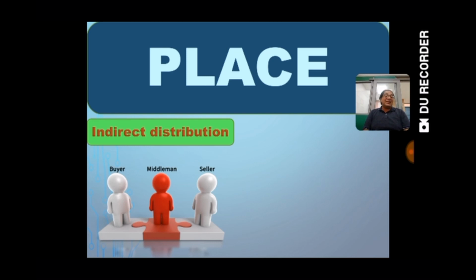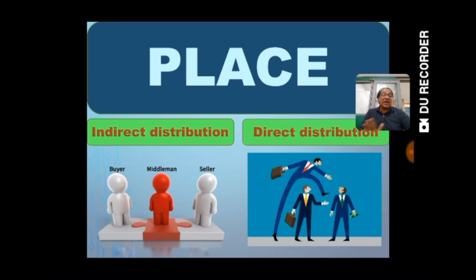The other channel is the direct distribution. It involves distributing directly from a manufacturer to the final customer. For example, Dell Computers sells directly to its target customers. The advantage of direct distribution is that it gives a manufacturer complete control over the product.